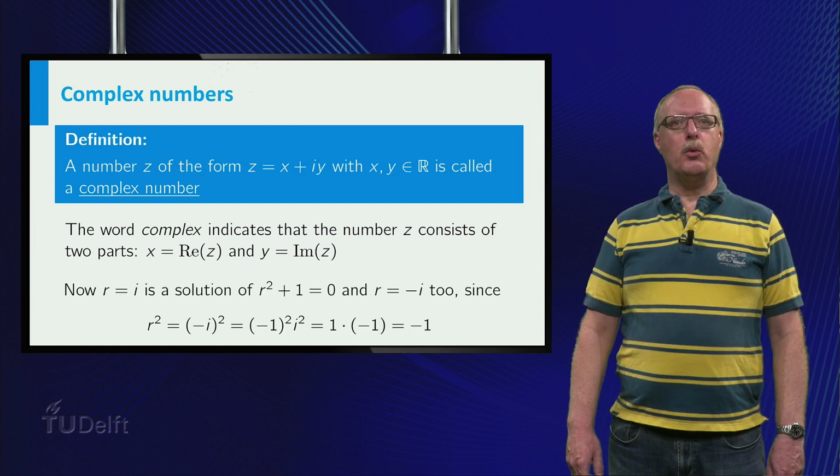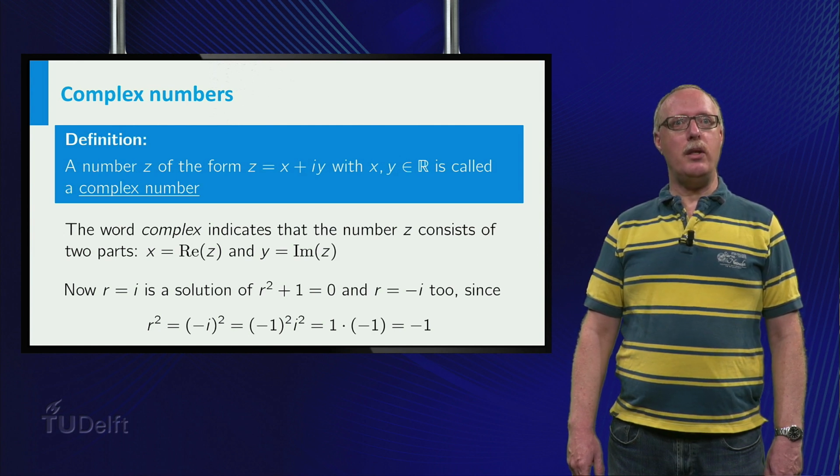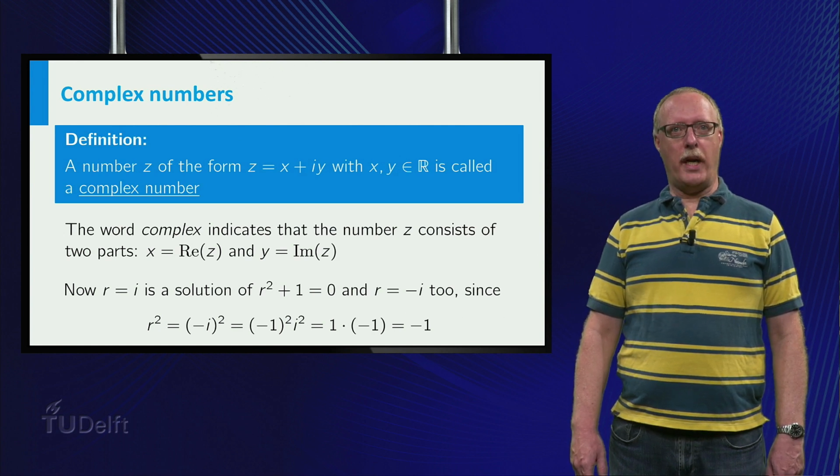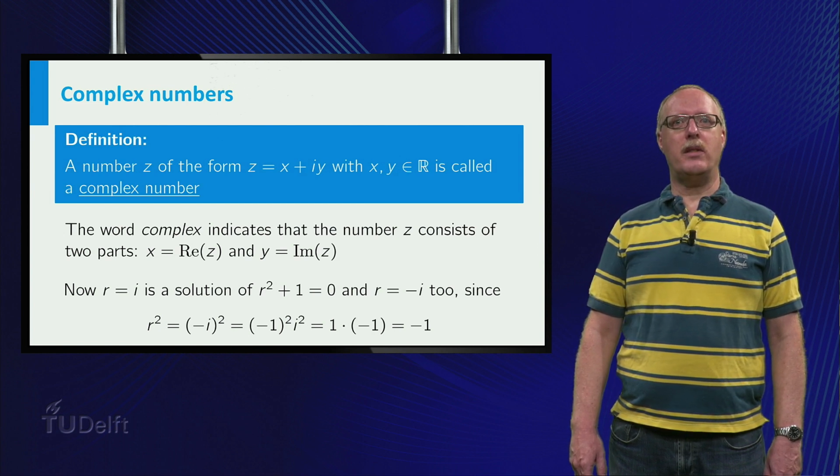Now r is equal to i is a solution of r squared plus 1 is equal to 0, and r is minus i too, because we have that r squared is equal to minus i squared, which is equal to minus 1 squared times i squared, which is equal to minus 1.